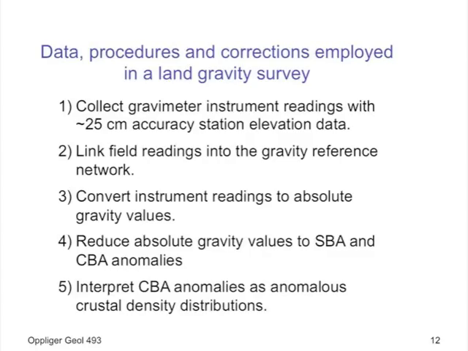So then once we have a Bouguer anomaly, and Bouguer was an 18th century French physicist and astronomer, we interpret it in terms of interesting crustal density distributions. Now, what are we going to be looking at? We're going to be looking at a density anomaly, which is the less dense rock in a basin compared to the more dense rock in the ranges.